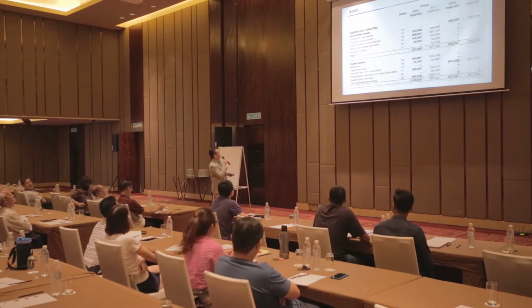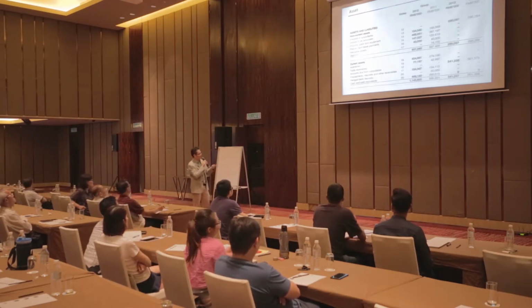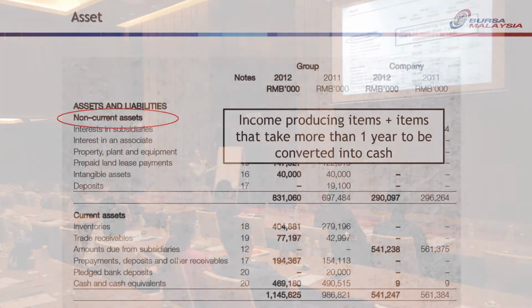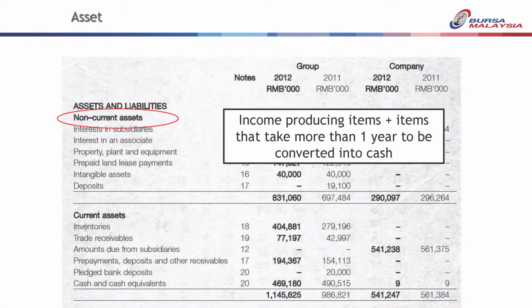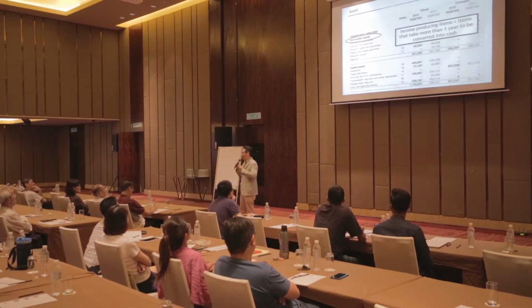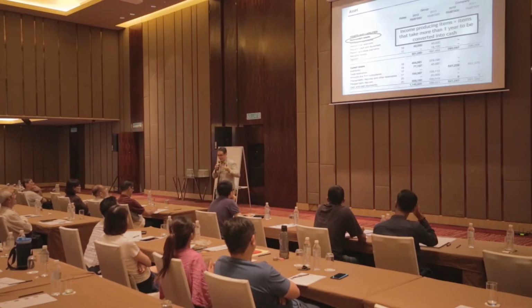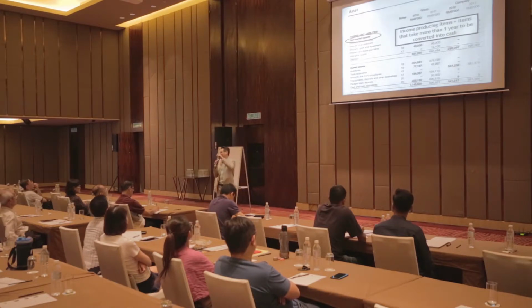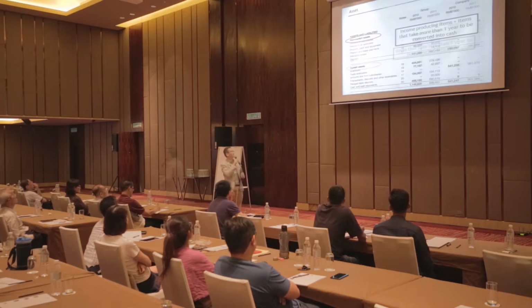So this is an asset. Usually for assets, you have non-current assets: items that take more than 1 year to be converted to cash, as long as you're talking about income producing items, or items that 1 year later are still assets, not cash. It takes more than 1 year to be converted to cash. This is called non-current. The magic number is 1 year.